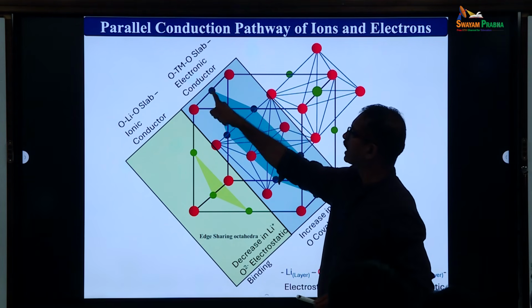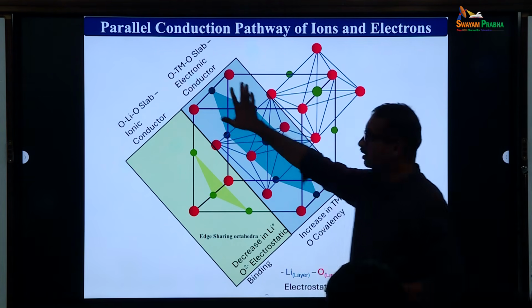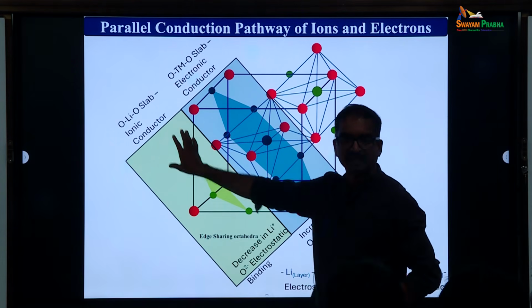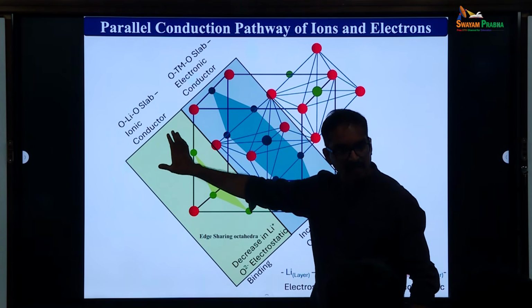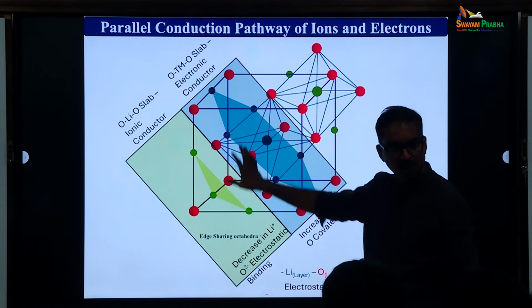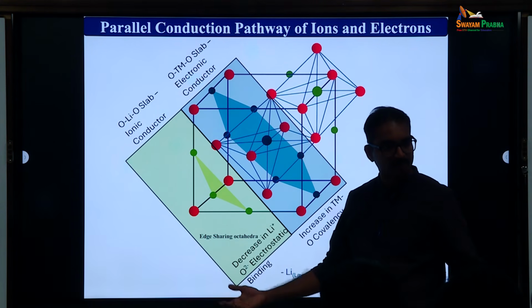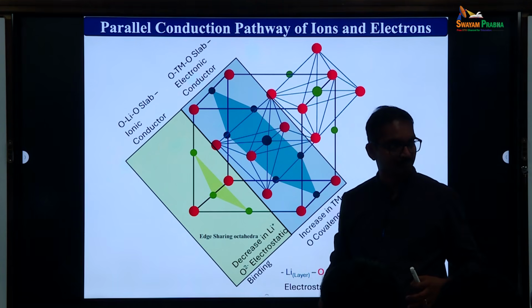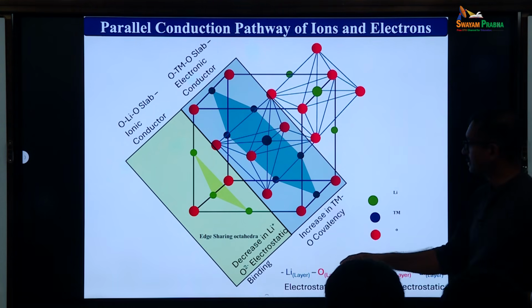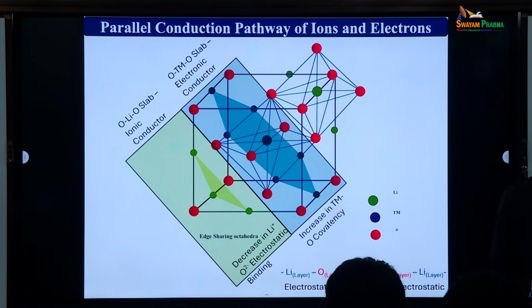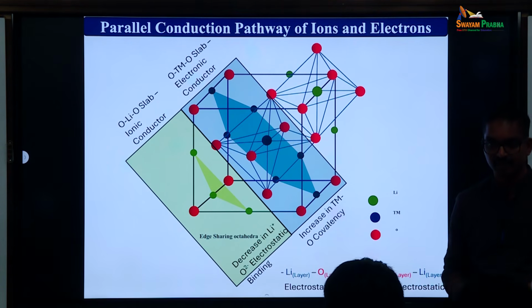OTMO means oxygen, transition metal, oxygen. Okay. This slab is the lithium conduction. So that means part of the material acts like an ion conductor, part of the material acts like an electron conductor, both in one material. Okay. So that is why this material is very good for lithium ion battery application. It's lithium cobalt oxide.